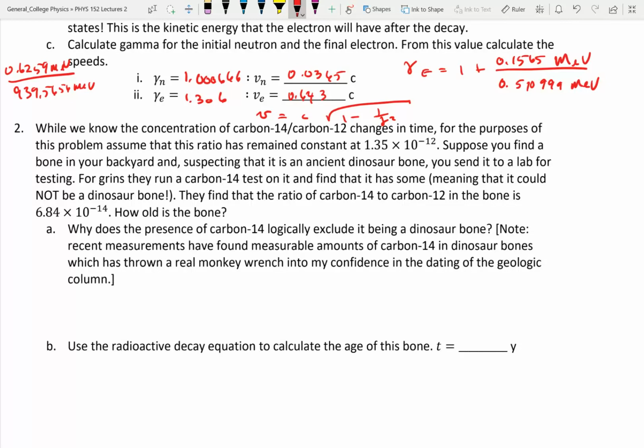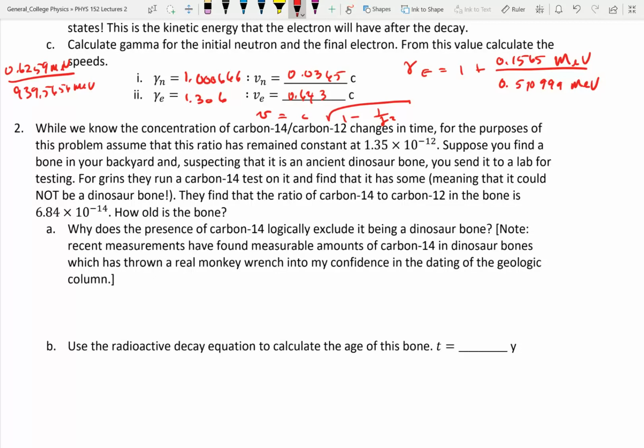Now remember, for radiometric dating, they actually calibrate this very carefully because they know the assumption of a constant carbon-14 is just wrong. So suppose you find a bone in your backyard and, suspecting that it is an ancient dinosaur bone, you send it to a lab for testing. For grins, they run a carbon-14 test on it and find that it has some, meaning that it could not be a dinosaur bone. They find the ratio of carbon-14 to carbon-12 in the bone is 6.84 times 10 to the minus 14. How old is the bone?